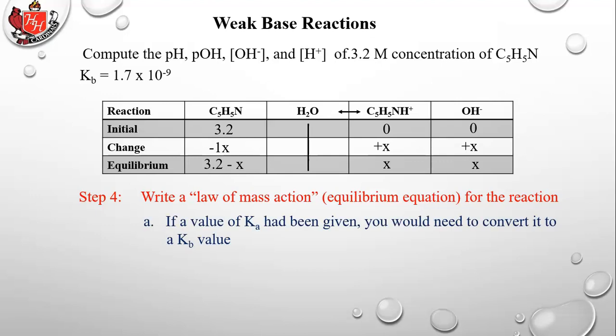So if the value of Ka had been given, you would need to convert it to a Kb value, and that's using the formula Ka times Kb equals Kw, which is 10 to the negative 14th. But it wasn't given. A Ka wasn't. You were given a Kb, so you can go ahead and use that since this is a base reaction. So there's the law of mass action. Be sure you understand how that was formed. You don't use the water, H2O.